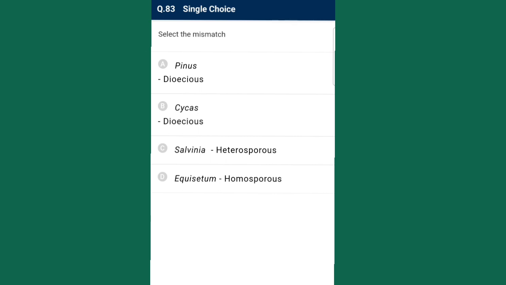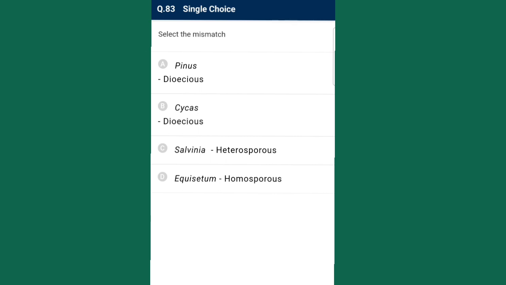Question number 83. Select the mismatched one. Cycas is a dioecious plant. Male cones and female sporophylls are aggregated on separate plants. The plant of Cycas has a long erect stem with a crown of leaves. Coralloid roots are characteristic of this plant, which bear cyanobacteria for nitrogen fixation. Pinus is a monoecious plant. Both male and female cones are present in the same plant.